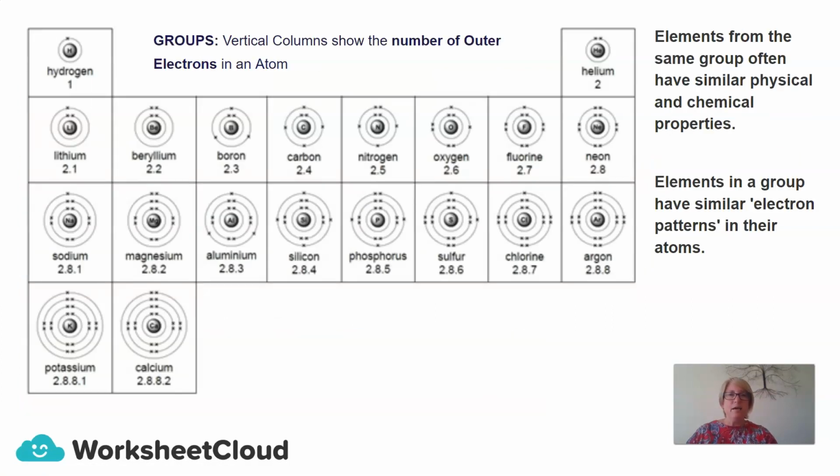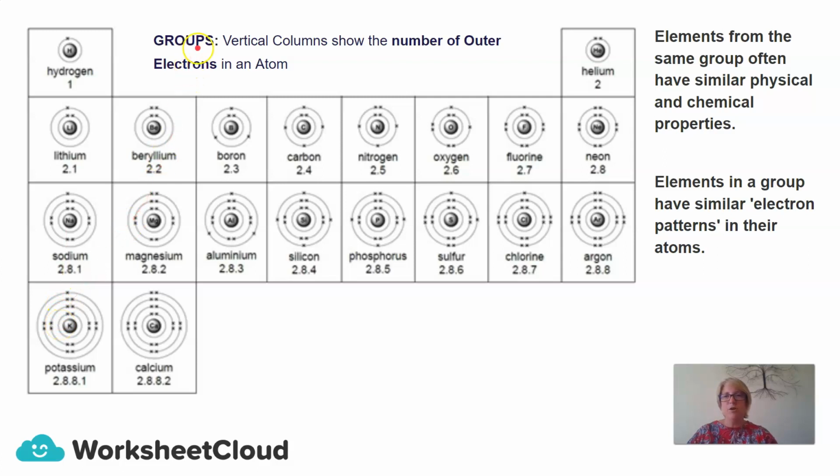I will be dealing more with this in tomorrow's lesson, but it does link in with understanding the periodic table and the elements and how they react. So elements from the same group often have similar physical and chemical properties. That means all the elements in this group are going to have very similar chemical properties, and the electron pattern is going to be very similar.